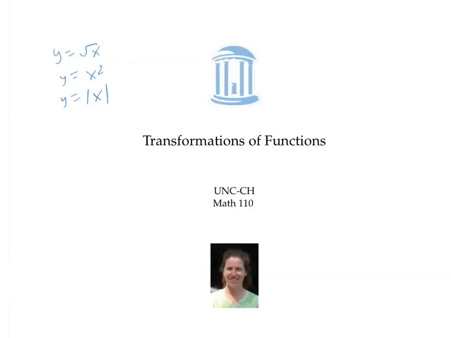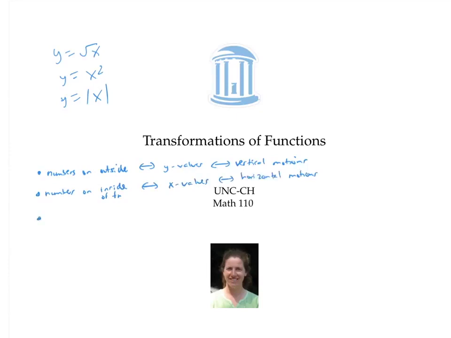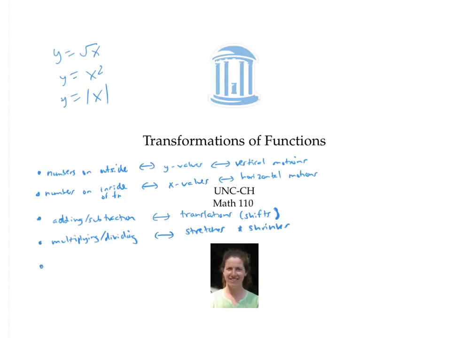This video gave some rules for transformations of functions, which I'll repeat below. Numbers on the outside correspond to changes in the y values, or vertical motions. Numbers on the inside of the function affect the x values and result in horizontal motions. Adding and subtracting corresponds to translations, or shifts. Multiplying and dividing by numbers corresponds to stretches and shrinks. And putting in a negative sign corresponds to a reflection.